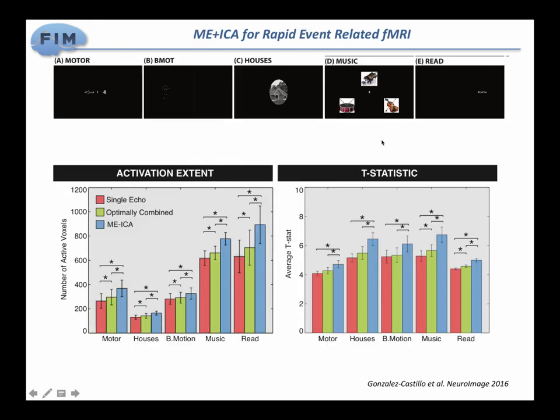We also tested MICA with task data for different tasks. This was event-related design with motor tasks, some different visual tasks, reading tasks, and the take-home message is basically that for all the tasks, in terms of activation extent and T statistic, MICA always did better than either using just the middle echo or the optimally combined. So you tend to get a gain.